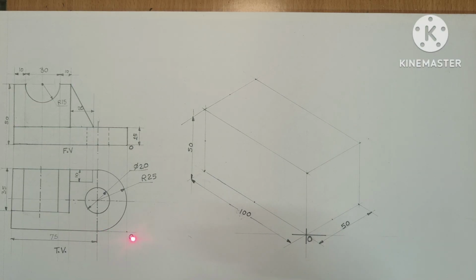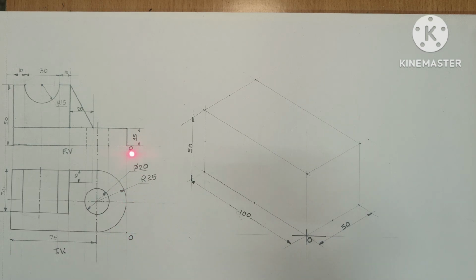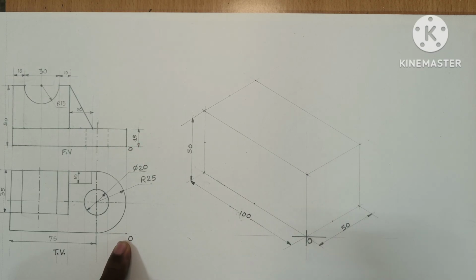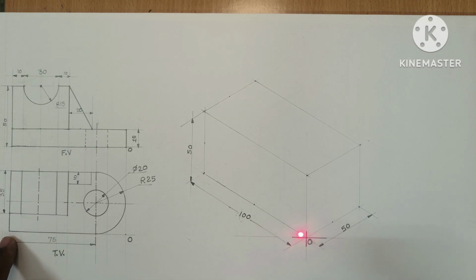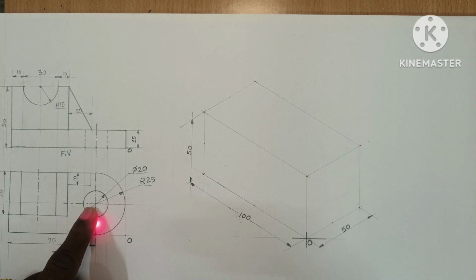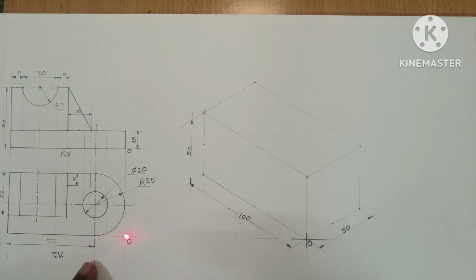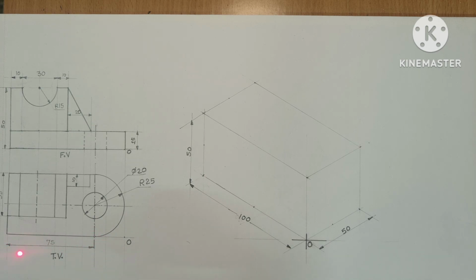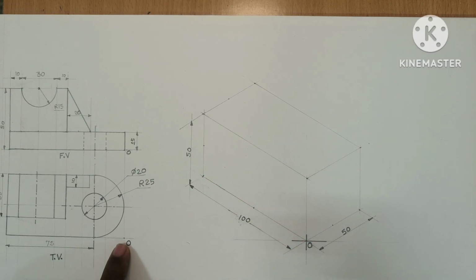We will see that this is O as the origin in the top view and O is the origin in the front view. Now I will show this O as the origin. From this point towards the left side the distance is 100 millimeter. Means from this center point to this point the distance is 25, from this O point to this point the distance is 25 plus 75, that is 100 millimeter distance is taken from O side towards the left.